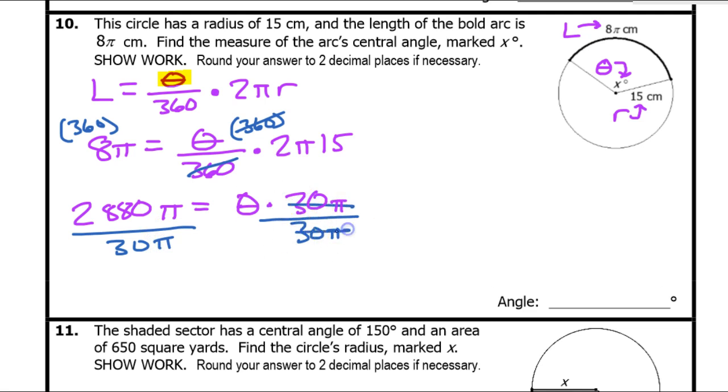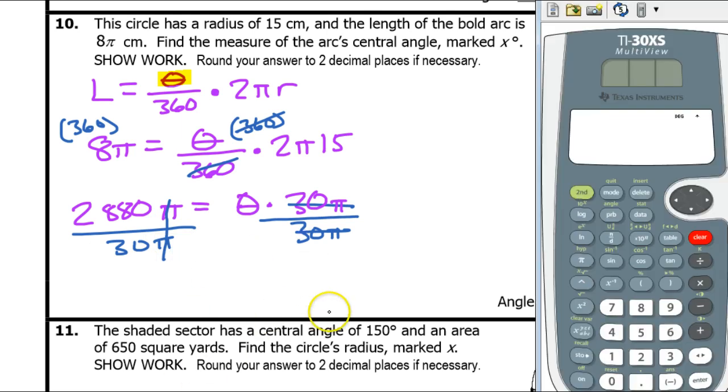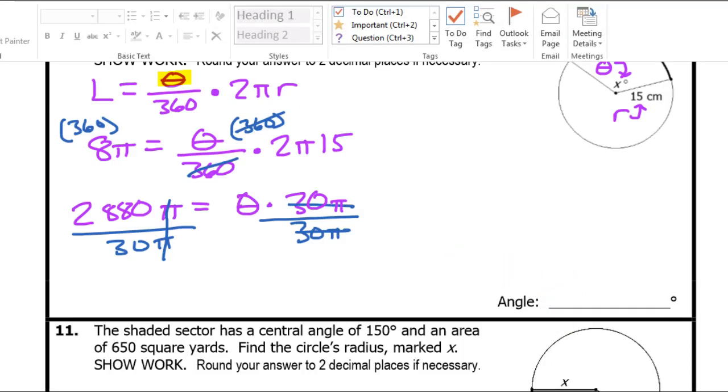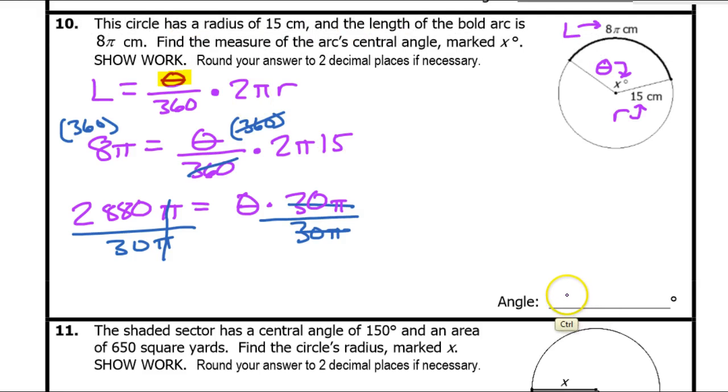So the 30 pi cancels out. Theta is now by itself. Over here on the left, the pi's cancel out, so I don't need to bother even putting that in my calculator. So really I'm just going to do 2,880 divided by 30. So that's 96. So that means theta is 96 degrees.